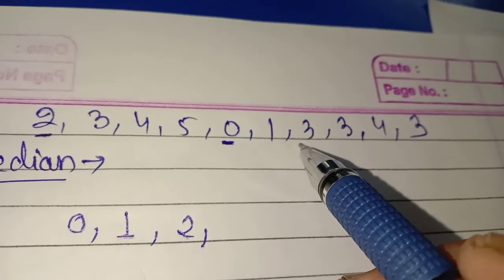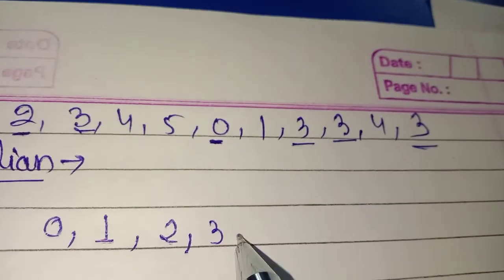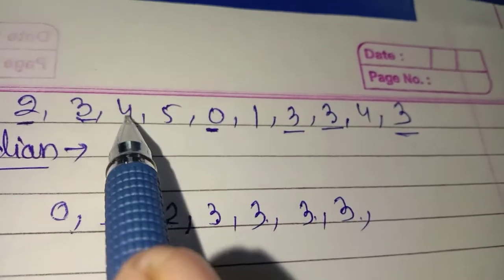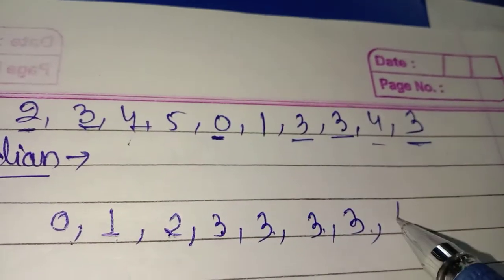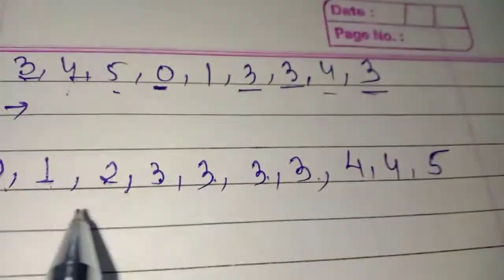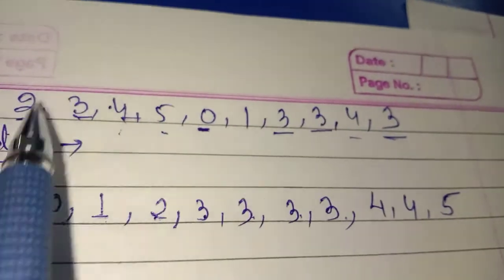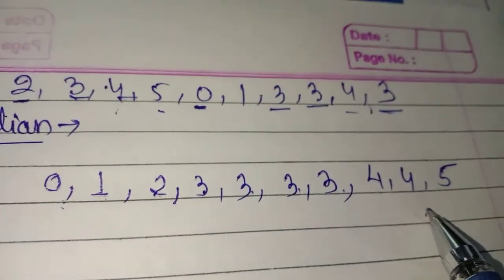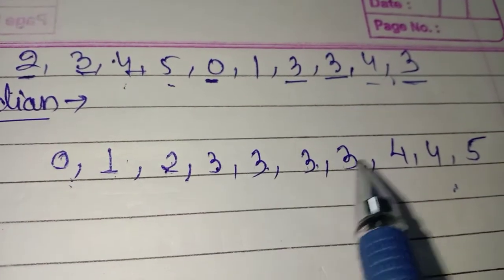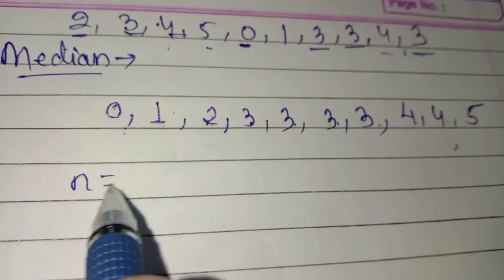See how many times 3 is here: 1, 2, 3 and 4. So, 1, 2, 3, 4, 5, 6, 7. And then 4 and 4. Then we have 5. So the counting should be equivalent in the given random order and ascending order. So there will be less chance of mistakes. 1, 2, 3, 4, 5, 6, 7, 8, 9 and 10. So we will write here n is equal to 10.